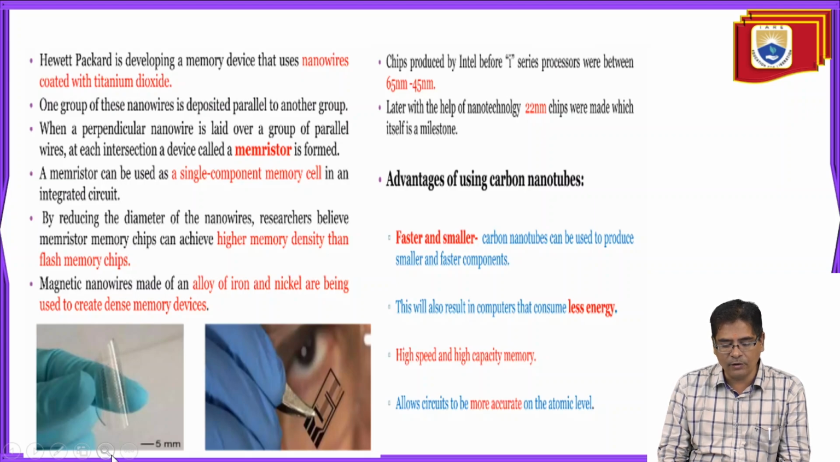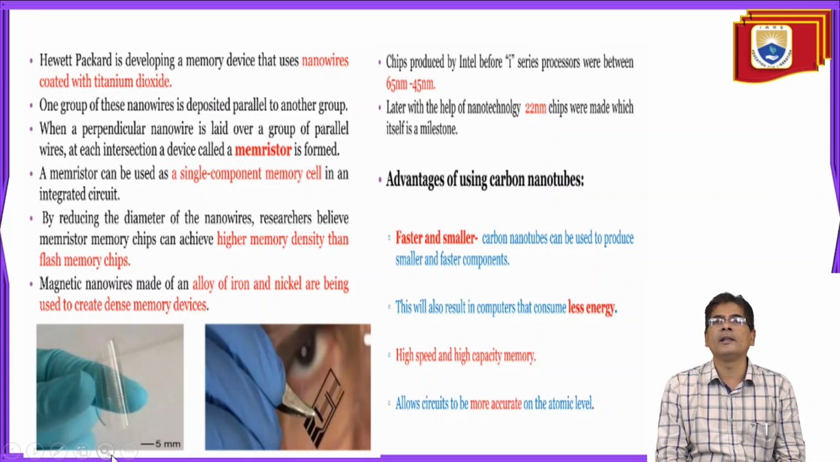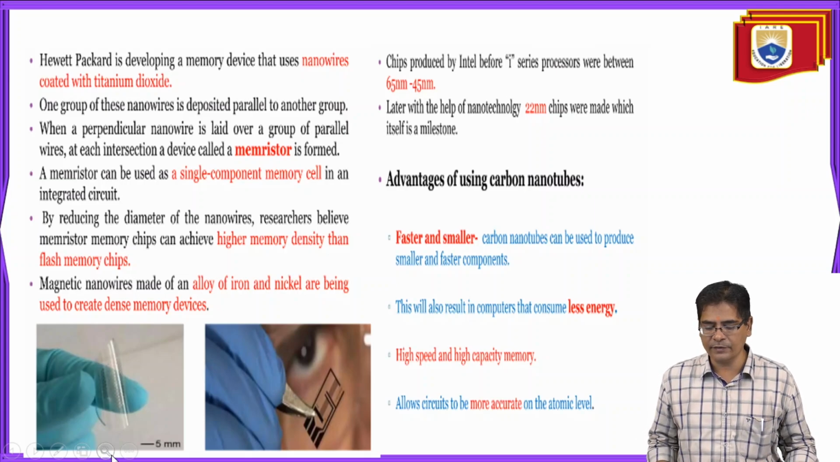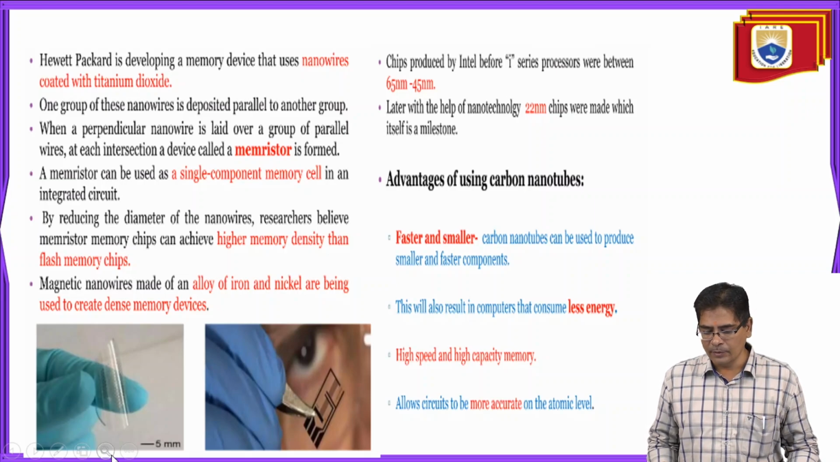Magnetic nanowires made of an alloy of iron and nickel are being used to create dense memory devices. Chips designed, developed, and produced by Intel before the I-series processors were between 65 nanometers and 45 nanometers. Later, with the help of nanotechnology, 22 nanometer chips were fabricated, which itself is a milestone.